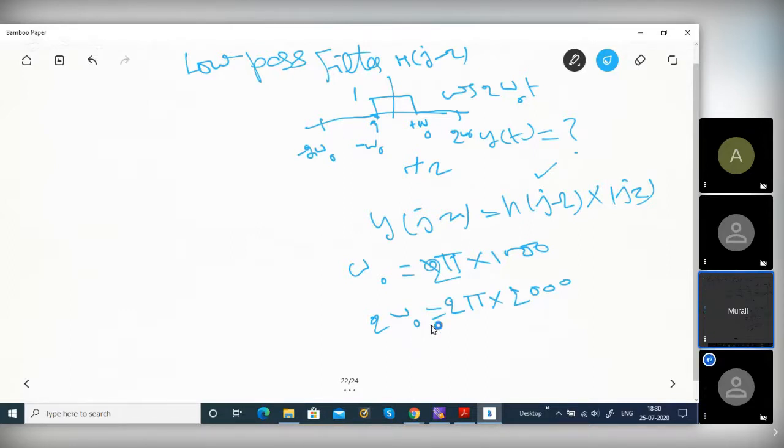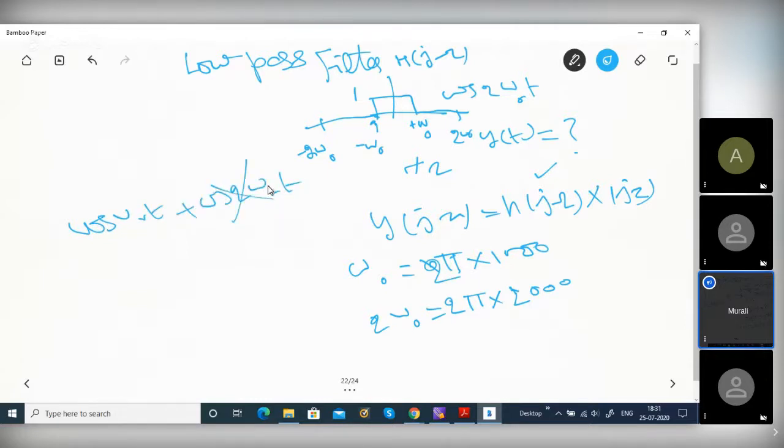It will not pass that signal. The filter passes only from minus omega naught to plus omega naught, but the signal we have is at 2 omega naught. So it will not pass that frequency; it will attenuate, and there will be no output. Suppose you give the signal cos omega naught t plus cos 2 omega naught t: cos omega naught t will come out as such, while cos 2 omega naught t will be thrown out.